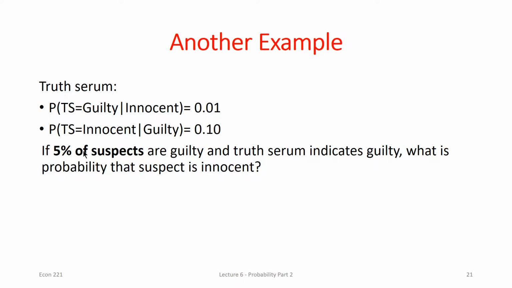If we assume that all suspects that are brought in and given this truth theorem, 5% of them are guilty. And then the next thing we want to know is, if the truth theorem indicates they're guilty, what's the probability that they're actually innocent? So how do we approach a problem like this? The very first thing I'm going to do is write down what information we're given, and then the second thing is, what are we actually looking for?